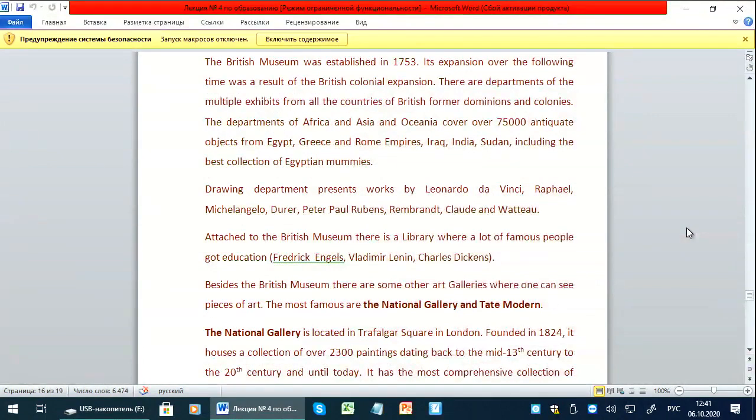Besides the British Museum, there are some other art galleries where one can see pieces of art. The most famous are the National Gallery and Tate Modern. The National Gallery is located in Trafalgar Square in London. Founded in 1824, it houses a collection of over 2,300 paintings dating from the 13th century to the 20th century.